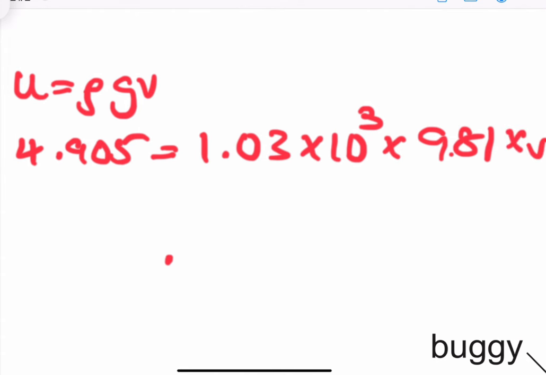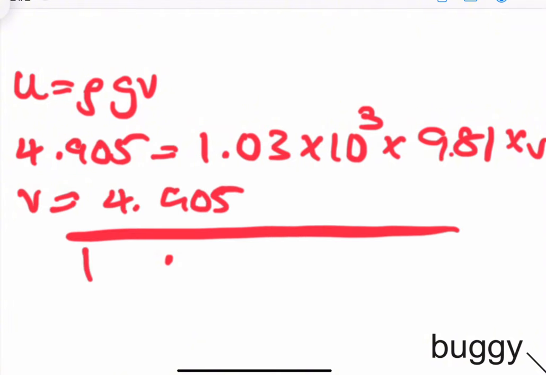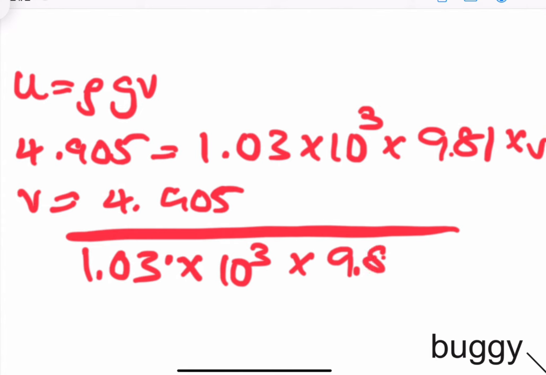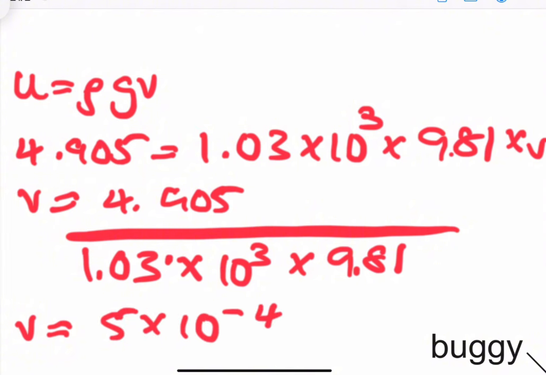And once you find this volume, our volume V will be 4.905, all of that divided by 1.03 times 10 to the power of 3 times 9.81. And if you compute this, you get your value of volume to be 5 times 10 to the power of negative 4.